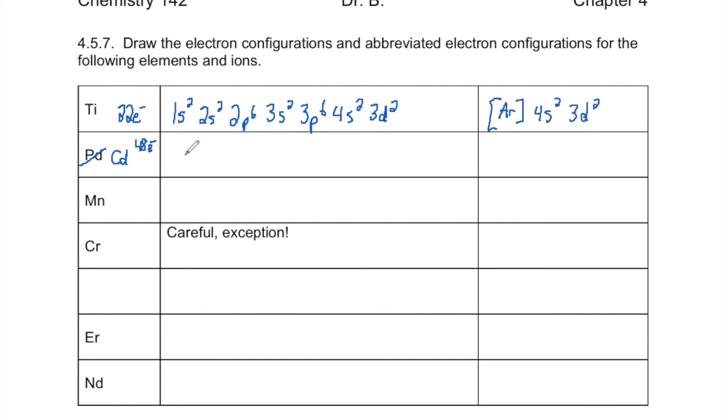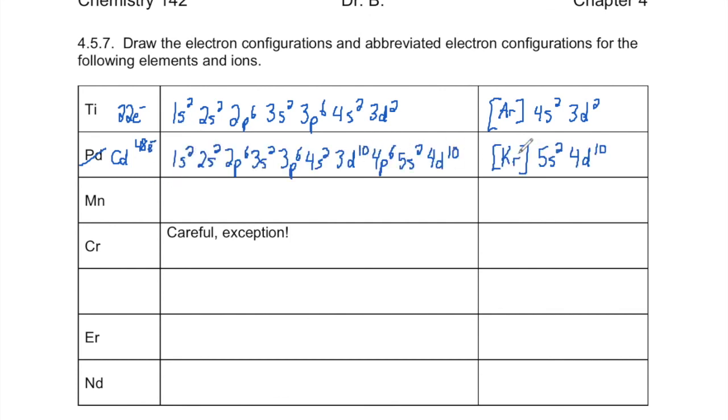So cadmium has 48 electrons. So these 48 electrons fill up the first 36 the same way that krypton would, so filling up to the 4p, and then there are 12 more electrons to put in after that. The 2 go into the 5s, and then 10 going into the 4d.